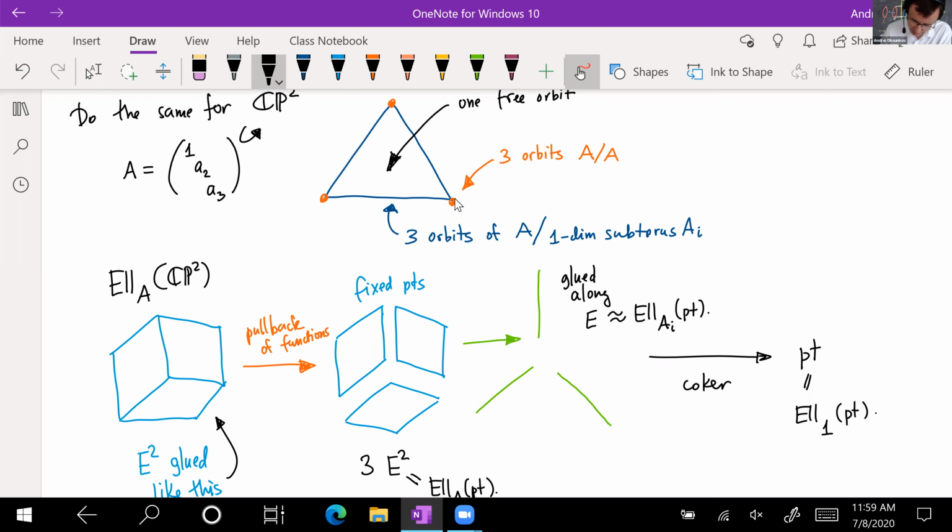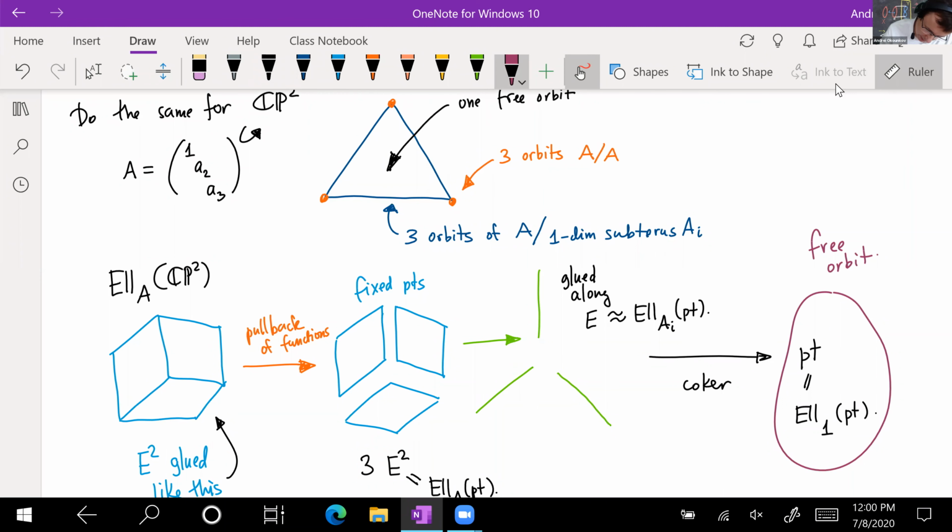And so the points are the biggest. What is a point is very big. What's a free orbit is very small. So this is where the free orbit sits, and this is where the points sit. These are fixed points. I already wrote the fixed point.